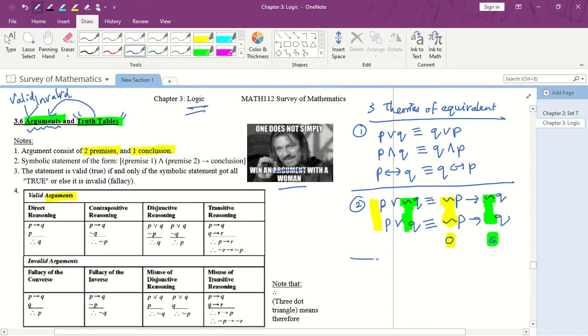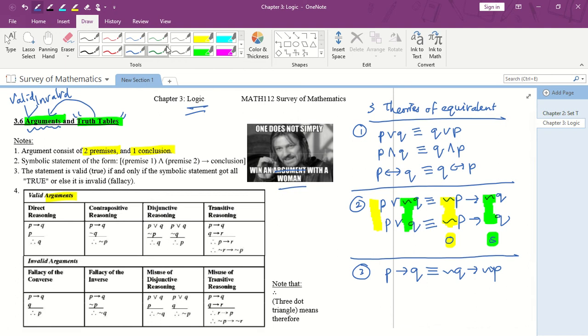The third one is the contrapositive, which means that P conditional Q is equivalent to negation Q conditional negation P. These are the three theories of equivalence that we have learned, and I will not repeat them. You can go back to the part 4 video and get to know them. Once you know this, let me come back to this one.